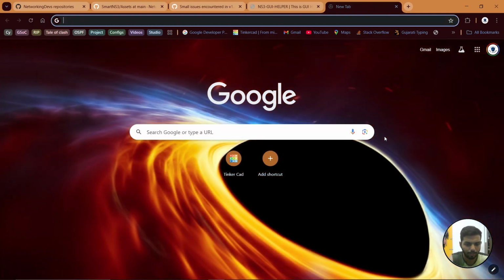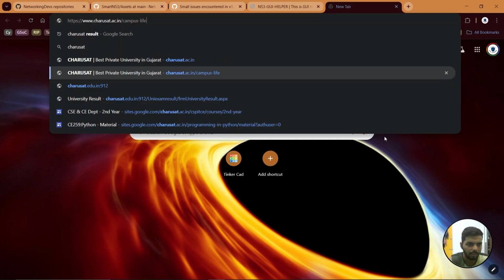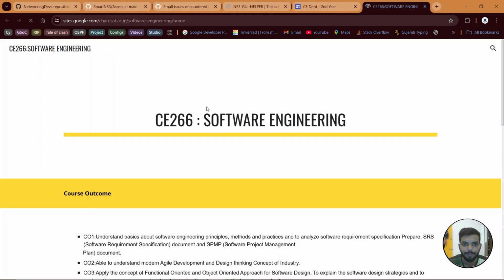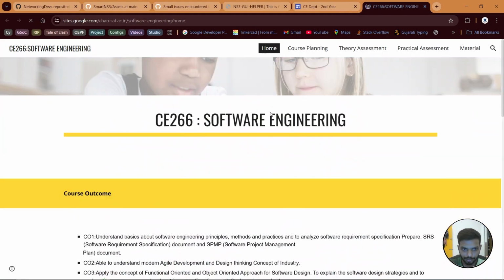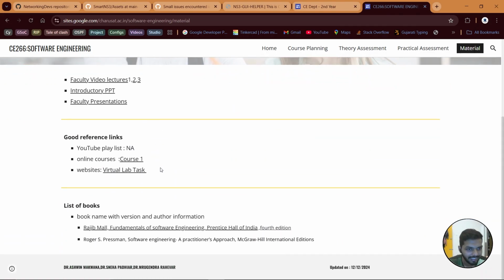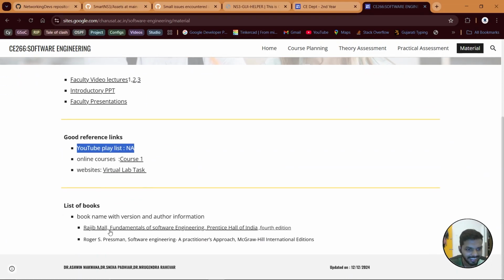So I just want to know if they had upgraded these things. Let's just go for the syllabus. I just want to know what references for software engineering they have listed over here right now. Before moving on with further discussion, I would like to check that, because this is very interesting to see. There you go. Rajib Mall, fourth edition. It's still the fourth edition. Let's search.